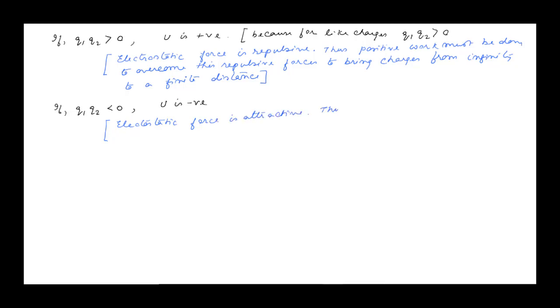Now, for the second case, if Q1 Q2 is less than 0, then U is negative. So, the electrostatic force is an attractive force. Thus, positive work must be done to take the charges from the given finite location to infinity. Thus, negative work is required in the reverse path.